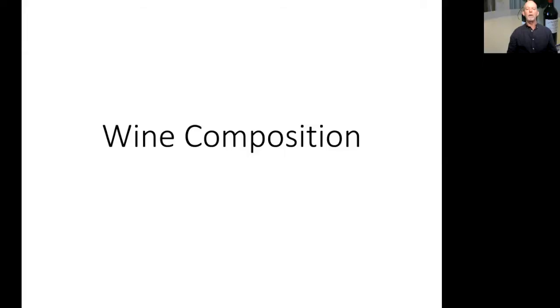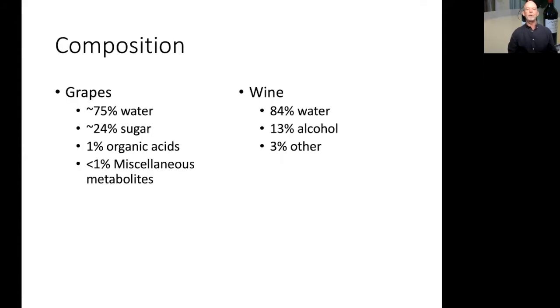So what are the components of a wine? Well, let's first compare grapes and then wine. So grapes are made up of 75% water. At harvest time, at our normal harvest time, approximately 24% sugar. And the rest is largely organic acids, only about 1%. And then we have less than 1% of a lot of miscellaneous metabolites.